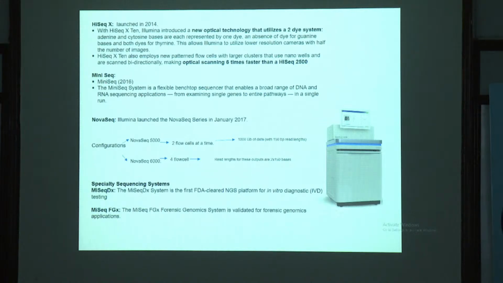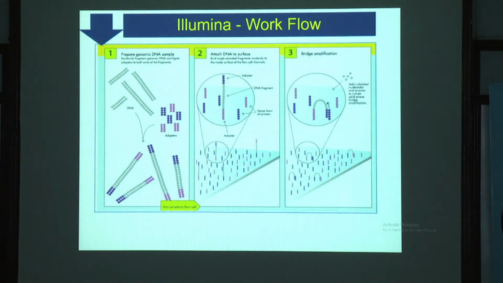Okay, and now coming to this Illumina sequencing technology, how it works. As I said, we start with genomic DNA or cDNA, and then this DNA is broken into small fragments, and we add an adapter molecule. The adapter will go and bind with both terminals of this DNA. This is also called processed DNA.